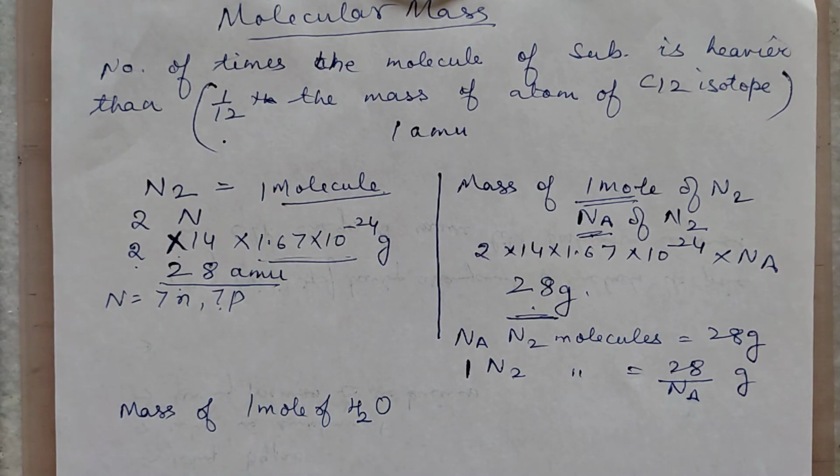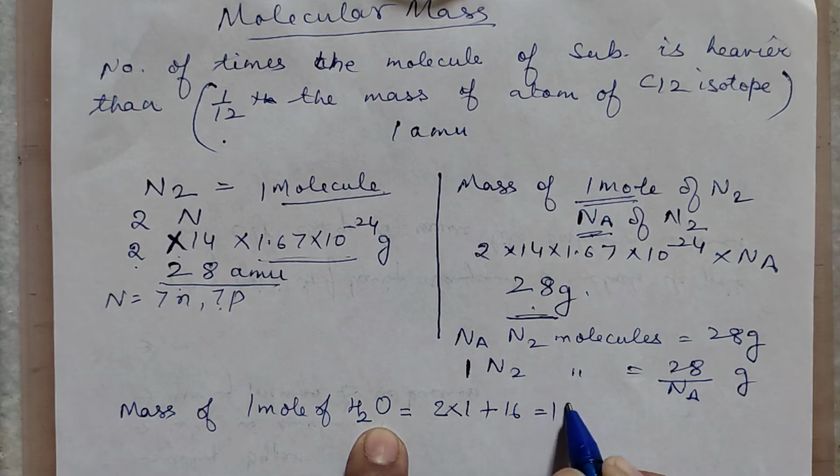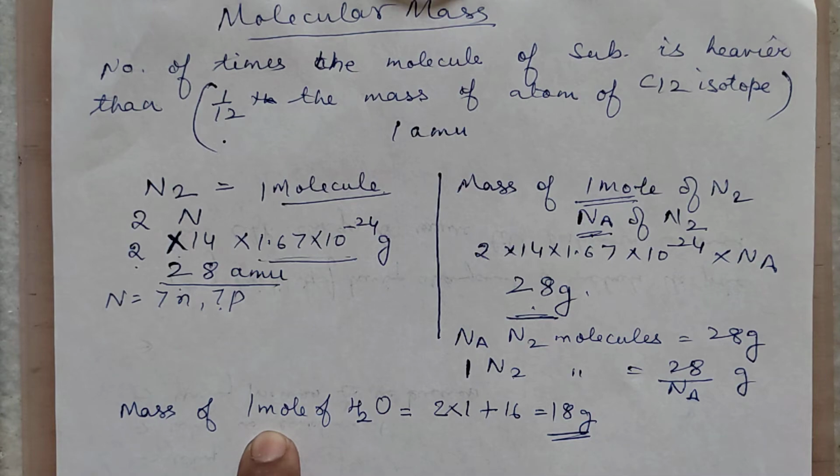1 mole of water. So what is the mass? Now you know the atomic masses, I'm just applying them directly. So it is two hydrogen atoms, and each hydrogen atom has atomic mass 1, plus 16. Put together you have 18. So 18 gram is the mass of 1 mole. One molecule will be 18 AMU. 1 mole will be 18 gram.